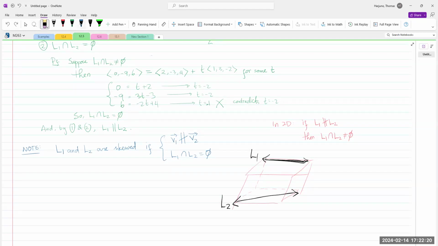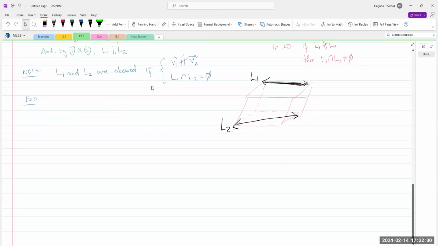Now, suppose we now have an example. I think this is example 3. Show that these 2 lines are skewed. So we have line 1 given by r1(t) equals (1, -2, 4) plus t times (1, 3, -1). And line 2, r2(s). Notice my parameter. I use t and s. Don't make them the same. (0, 3, -3) plus s times (2, 1, 4).